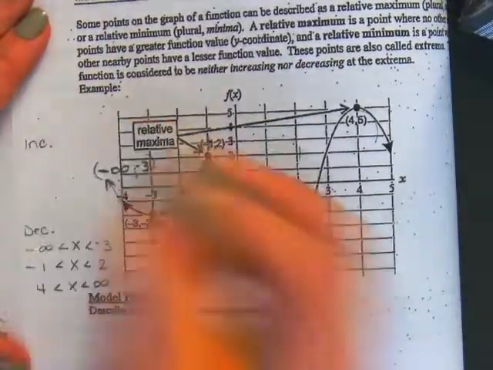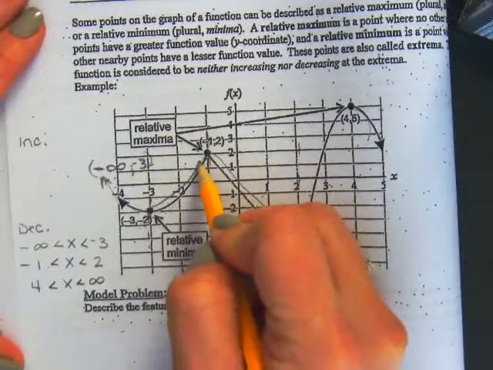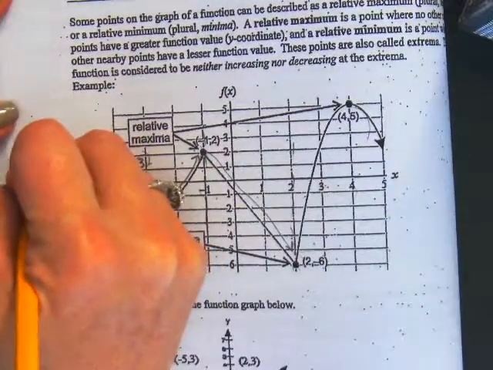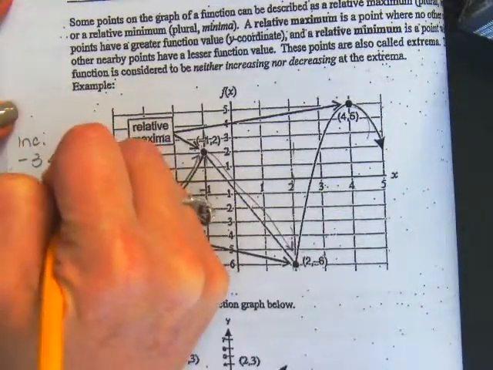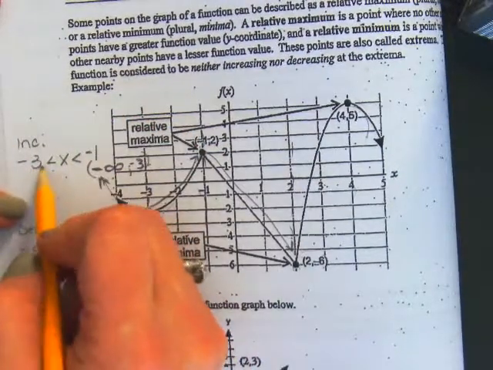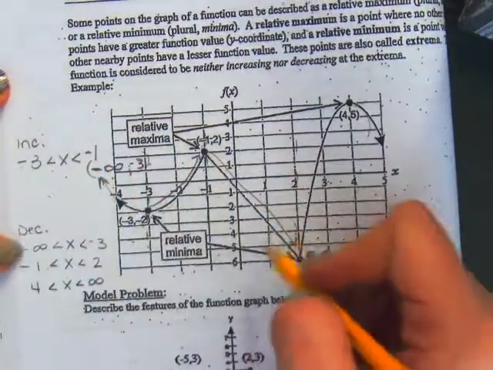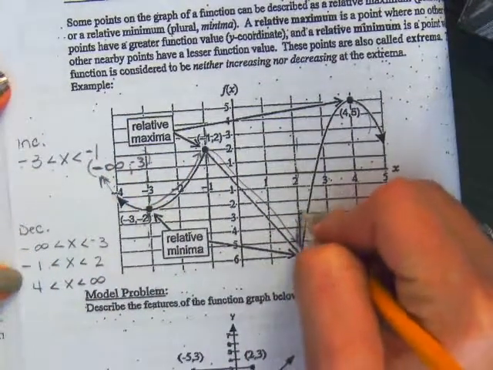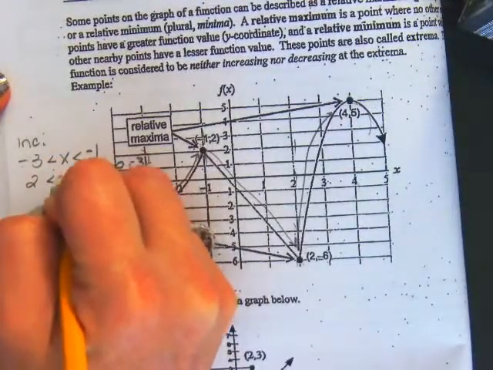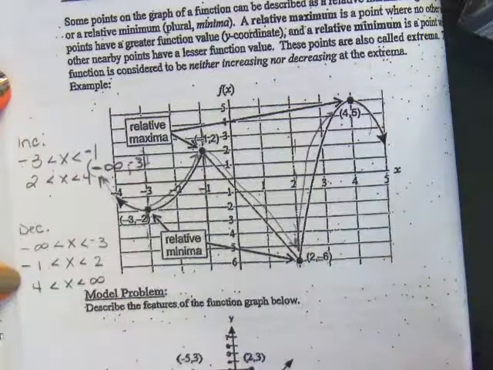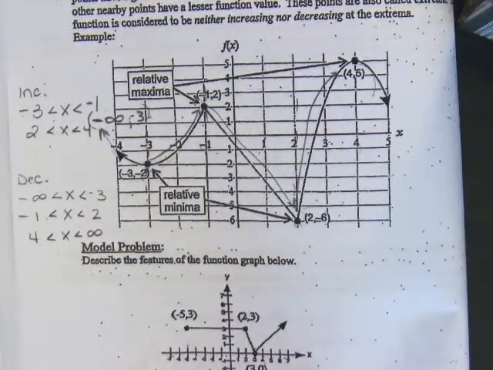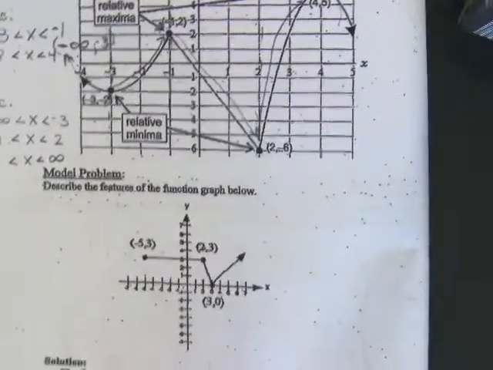It's increasing from this spot to this spot, which is -3 to -1. So I say -3 less than x less than -1, which really just means between -3 and -1. And then it's also increasing in this spot here, which is from 2 to 4. So it's increasing also between 2 and 4. And that's how we're going to write where it's increasing or decreasing.